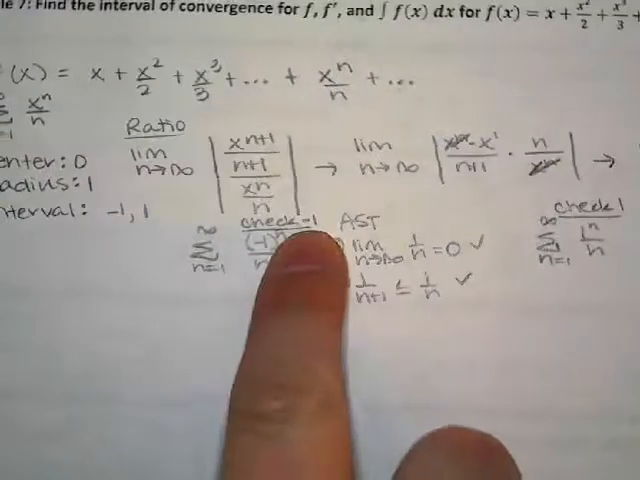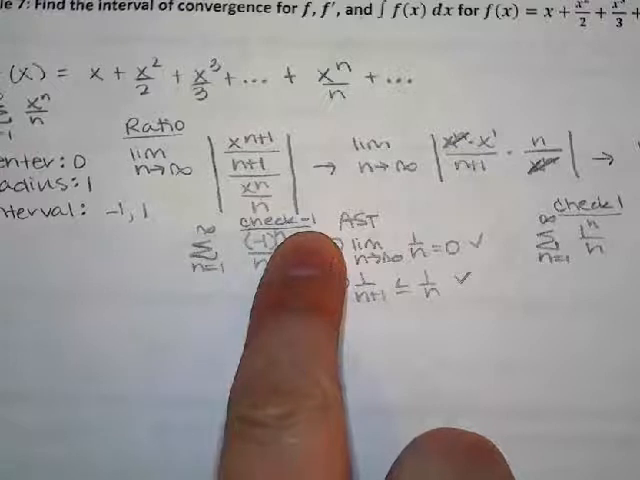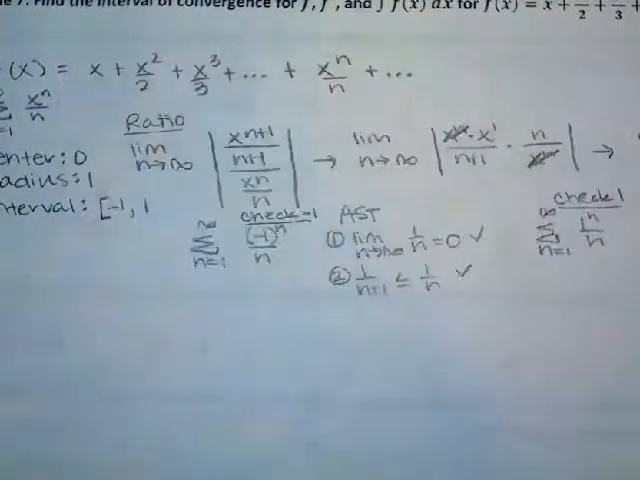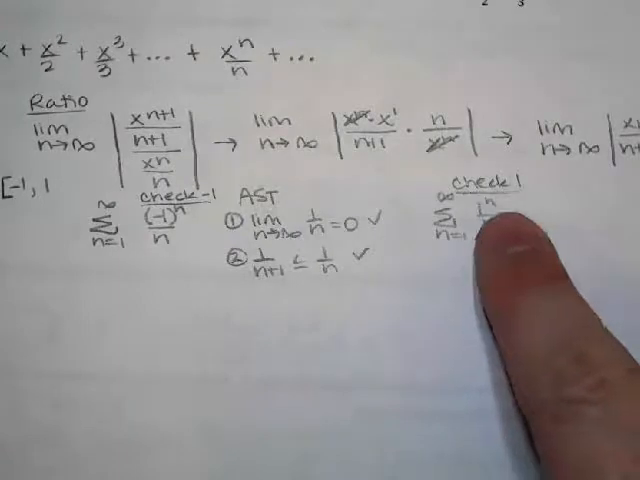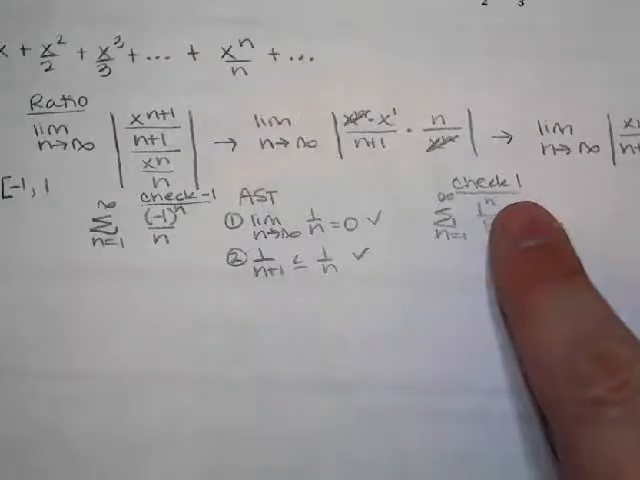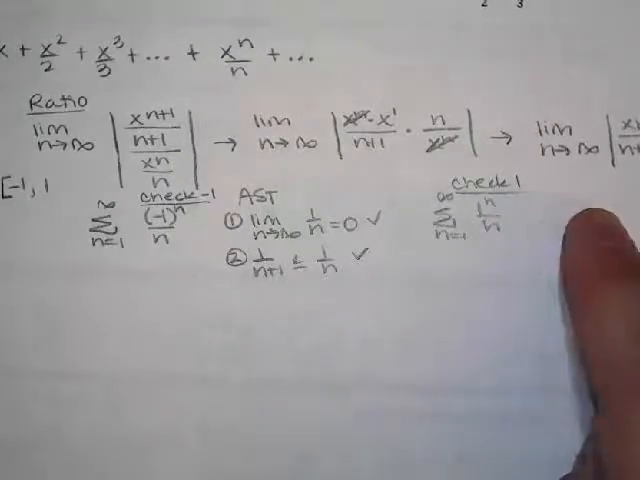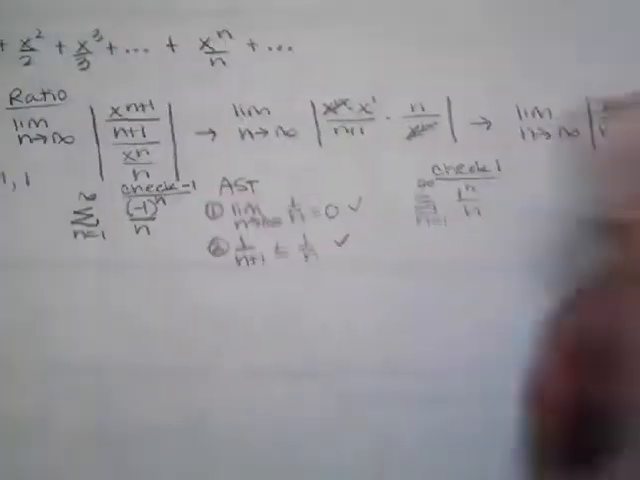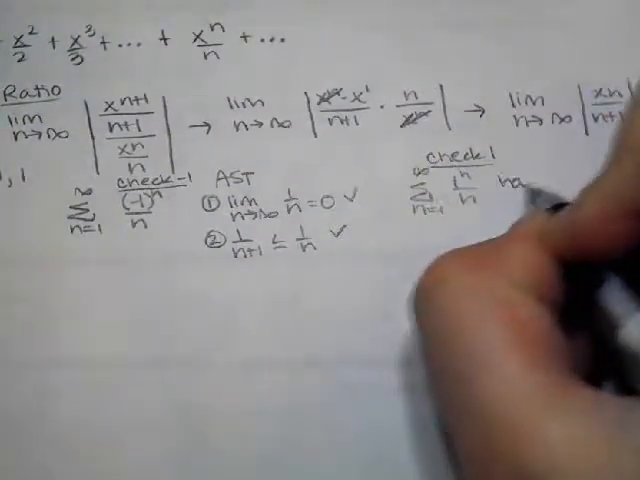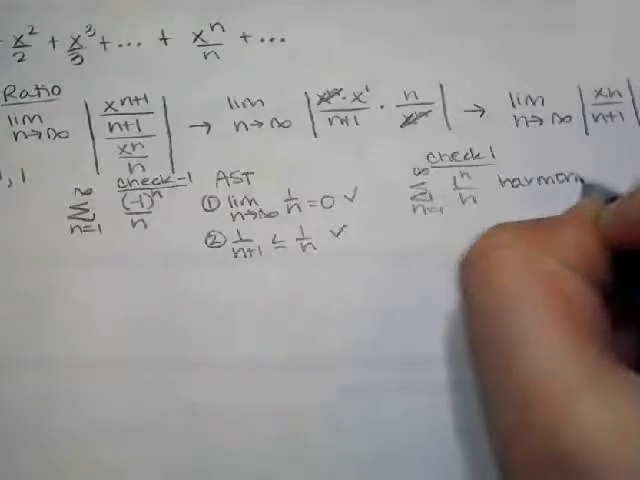Now, +1 is 1 to the n. 1 to the n is always 1. So this is basically 1 over n, which is a harmonic p-series. What do we know about harmonic p-series? Okay, so this one was converging, this one was diverging. So that's your interval right there.